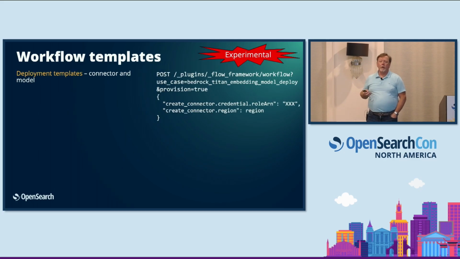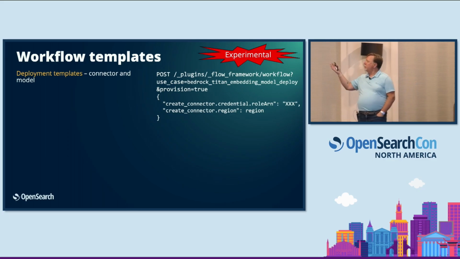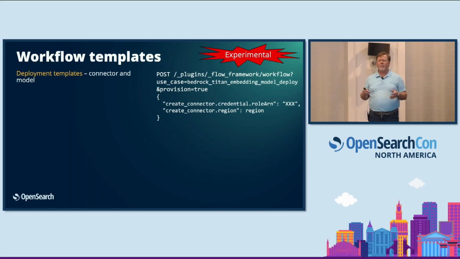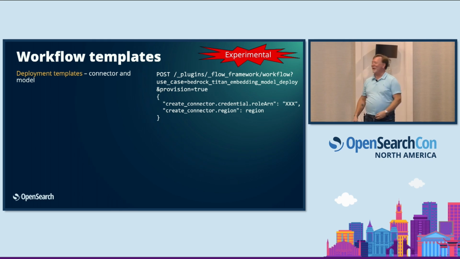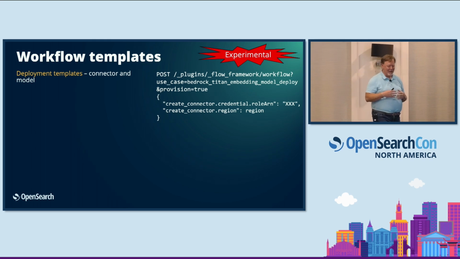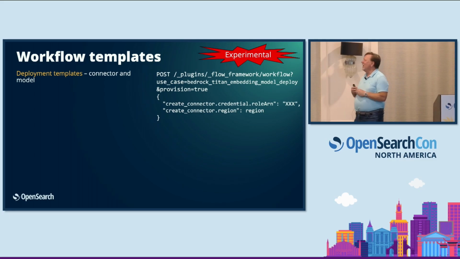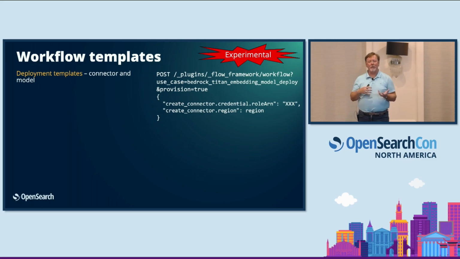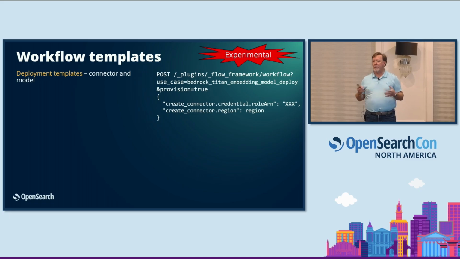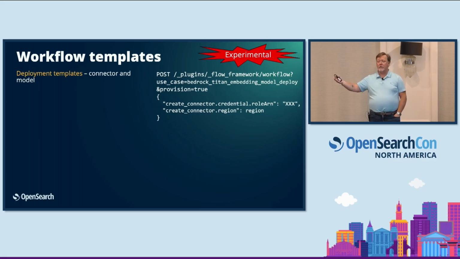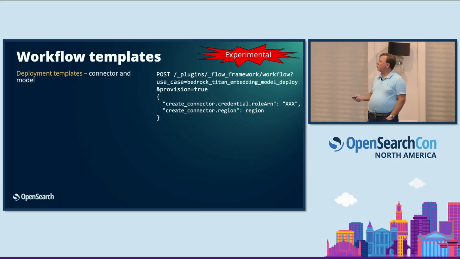With OpenSearch 3.0, we released deployment templates, so workflow templates. How many of you know that OpenSearch has a workflow engine in it? 1 person. 2 people, 3 people. So the workflow engine enables executions of workflows. And with 3.0, we now have workflow templates that provide different capabilities to make it easier to use these AI-powered solutions. So we have deployment templates that automate for you the creation of the connector and the model that enables you to talk to that external model.